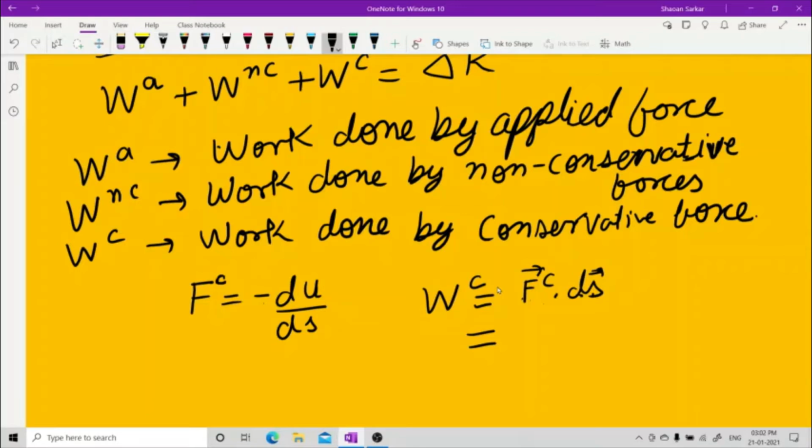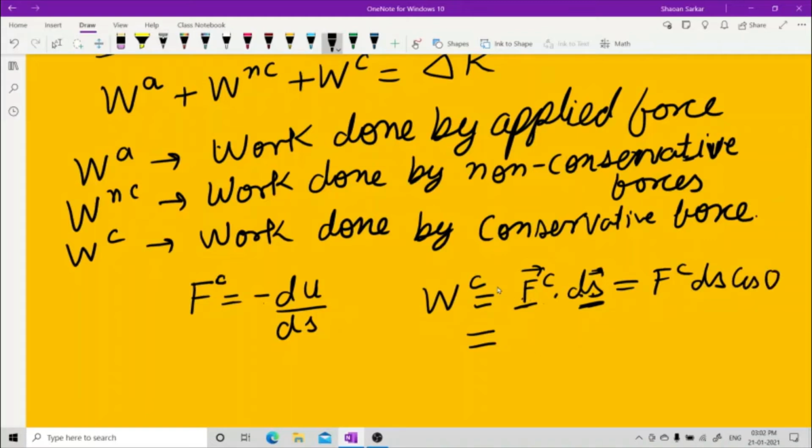This force, I'm using the force. Force is in the direction of ds. This FC is in the direction of ds. So this will now become FC ds. Now things will be easy. In the direction, so the dot product will go away, it will become cos 0.